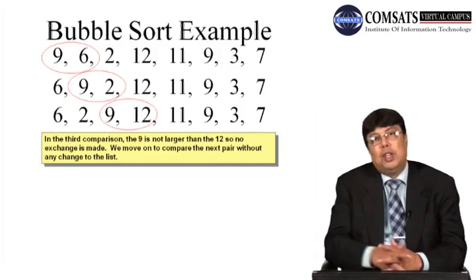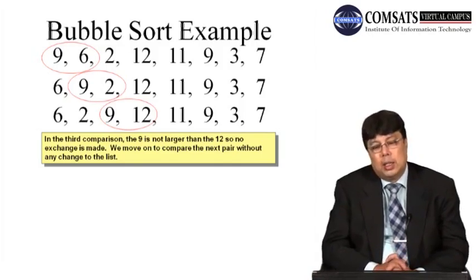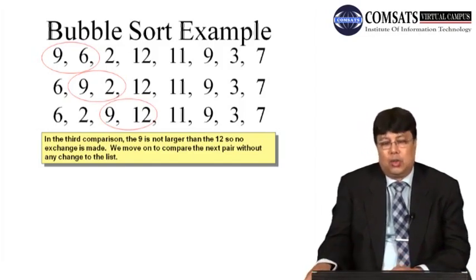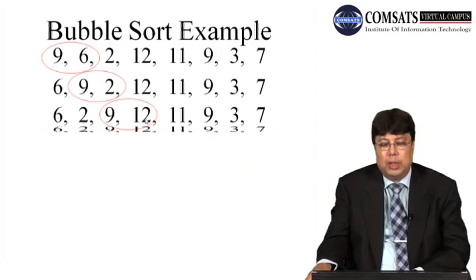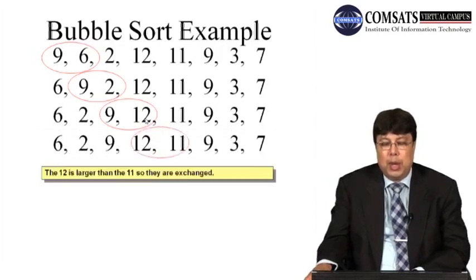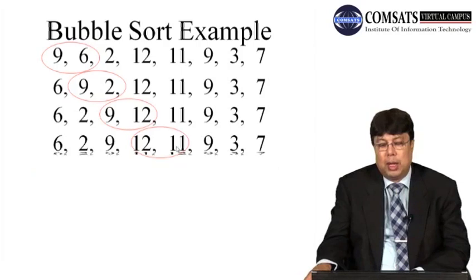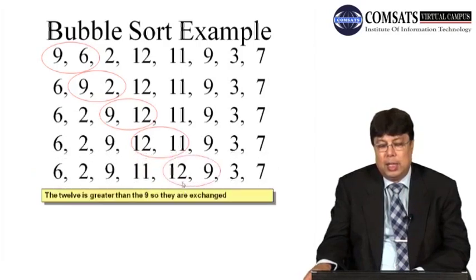Then compare 9 with 12. Since 9 and 12 are in order, 9 will not bubble up further; rather 12 will take the position of 9. If they are in order, we don't need to swap them. Now this time we compare 12 with 11. When we compare 12 with 11, they are not in order. So we need to swap them. 11 should come up here and 12 should come up here. So 11 is here, 12 is here.